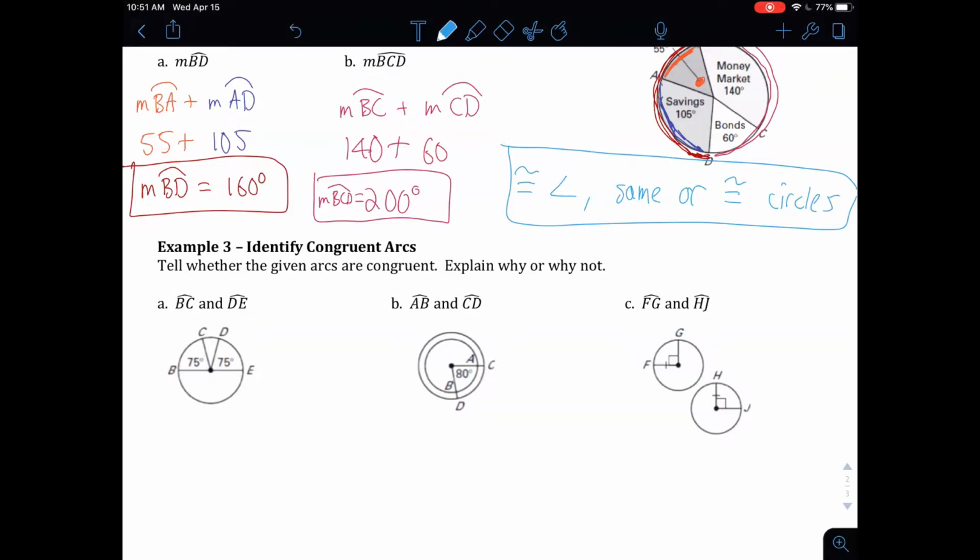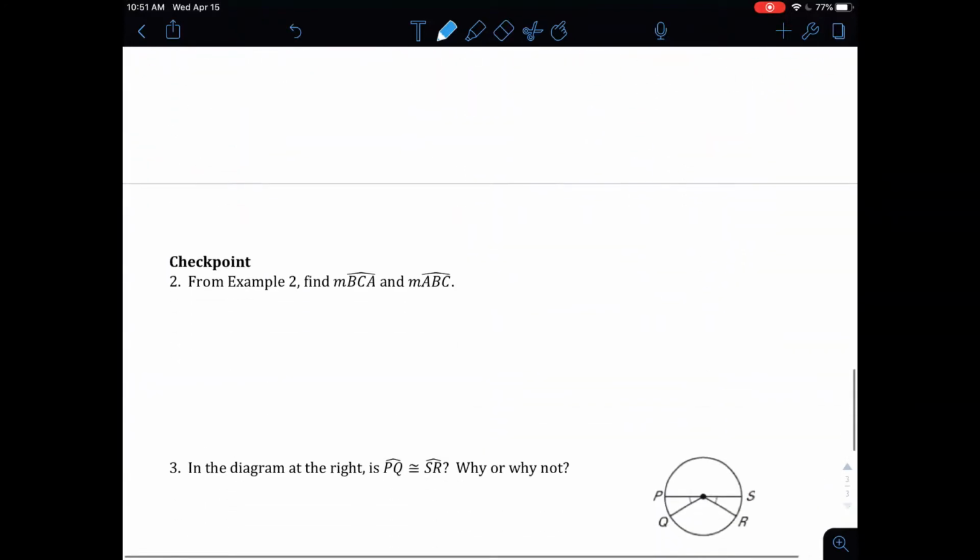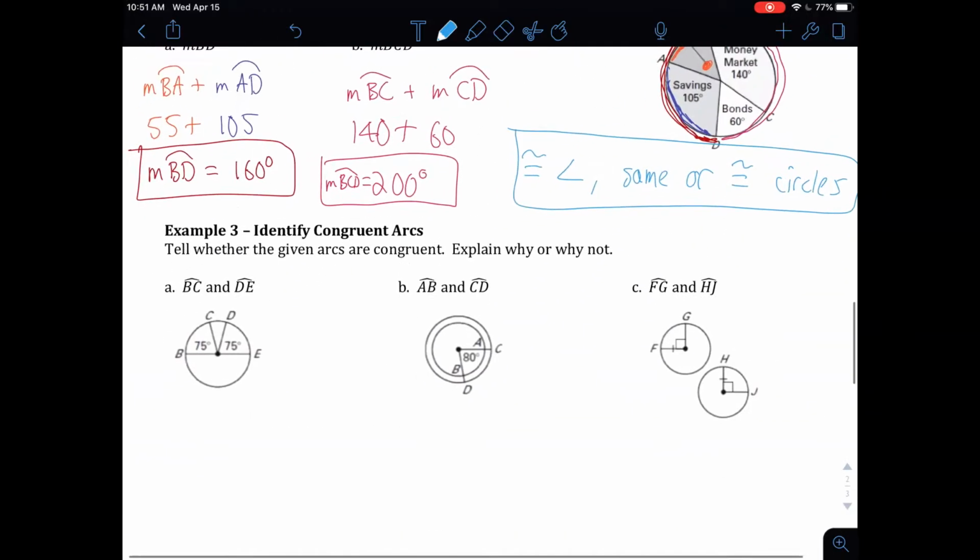So looking at A. Maybe we'll do a couple examples at the end here, but we'll see. We'll probably do these all three together.